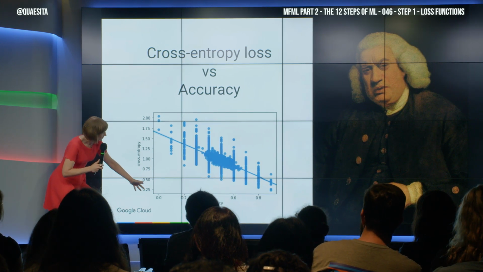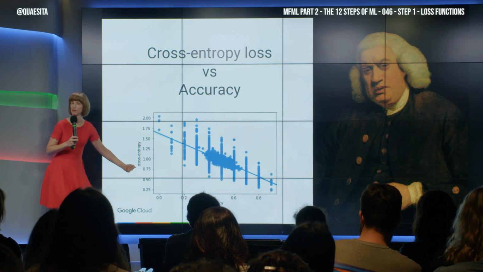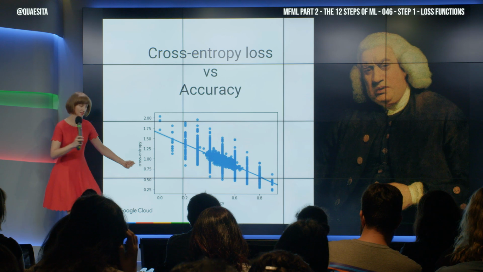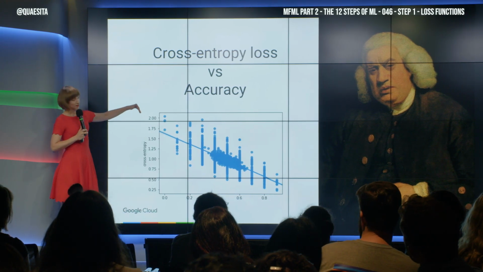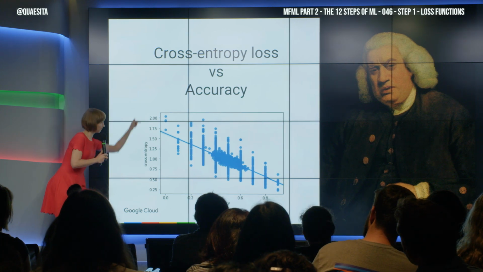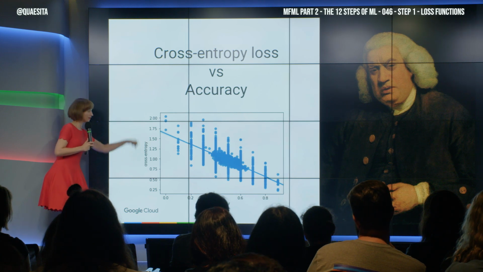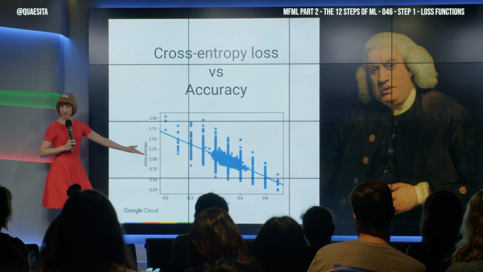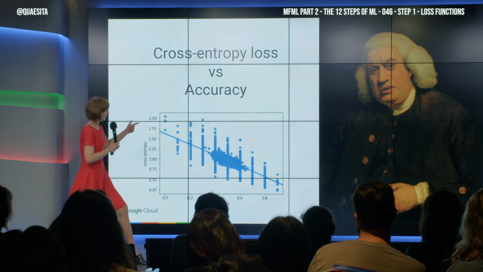So, accuracy. Is accuracy better or worse as there's more accuracy? Better. More accuracy is better. So this direction is better. Okay. How about a loss function? Does that get better or worse in this direction? Better. So what are we seeing here? When this one is going better, this one is also going better.